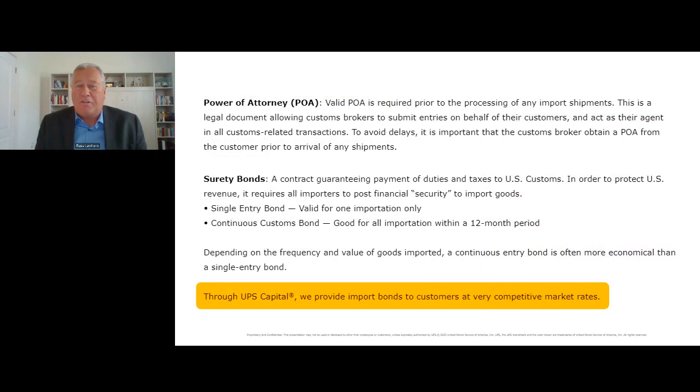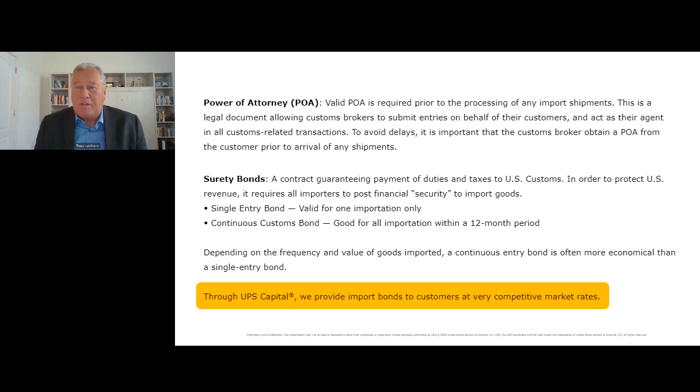Power of attorney, as I mentioned earlier, the POA, it's a legal document, right? And it's signed between the importer as well as the broker. And that allows that broker to submit paperwork on your behalf to CBP. So if you're thinking about importing, and you're going to be an importer of record, you have to make sure that your broker has your power of attorney. Otherwise, that broker can't submit things to customs without your approval, without your power of attorney allowing him to be your agent with customs.